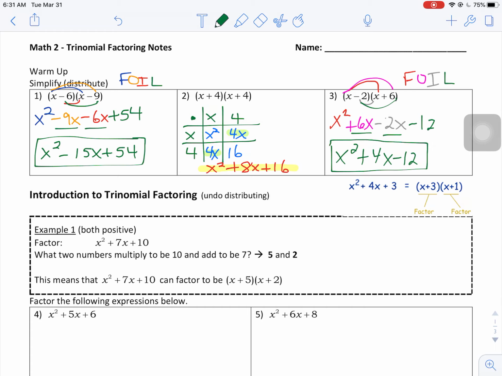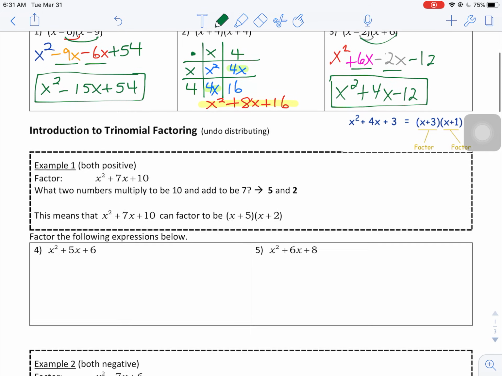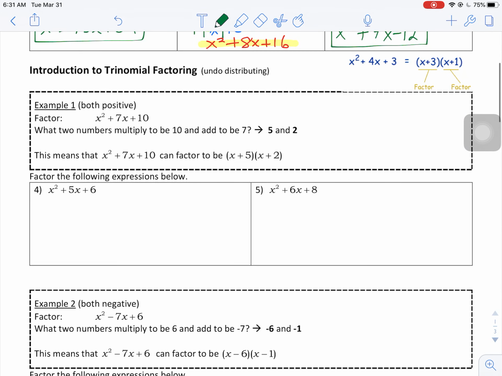All right, so basic trinomial factoring. All the problems we're going to focus on today are going to have an a value of 1. If you look down at example 1 where it says both positive and it says factor x squared plus 7x plus 10, when I say the a value is 1, I'm talking right here. So all the problems today, there is not going to be a number in front of x squared except for an invisible 1.